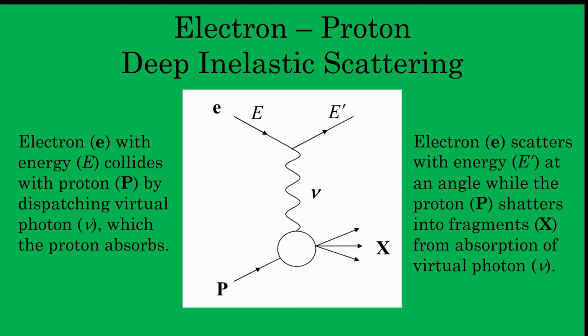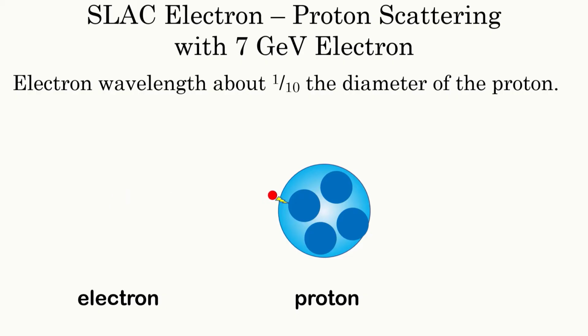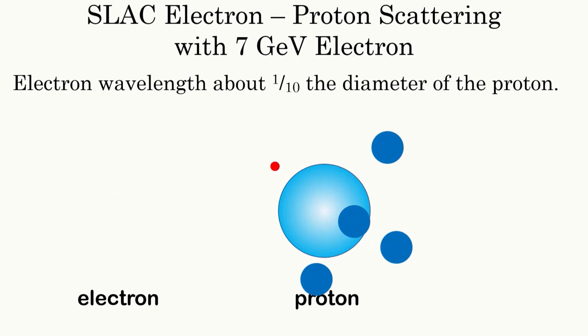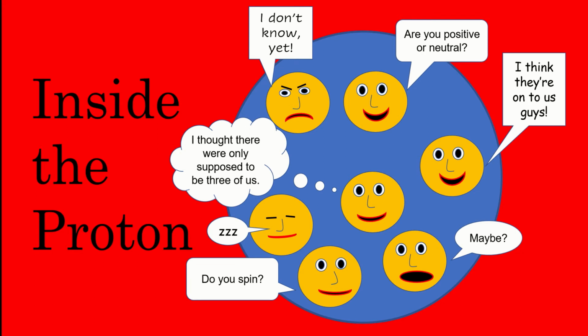This Feynman diagram depicts what is thought to happen during the collision. As the electron approaches the proton, it dispatches a virtual photon, causing the electron to lose energy and scatter at some angle theta. The virtual photon interacts with the structure inside the proton, causing the proton to shatter into several fragments. If the particles the electrons are scattering off are quarks, then they must be spin 1/2 charged particles.